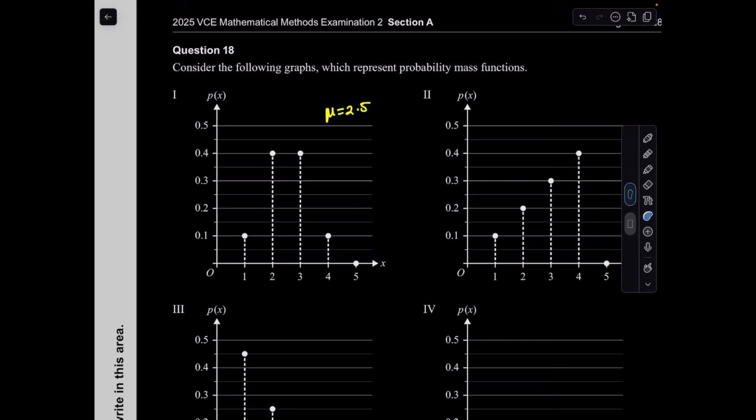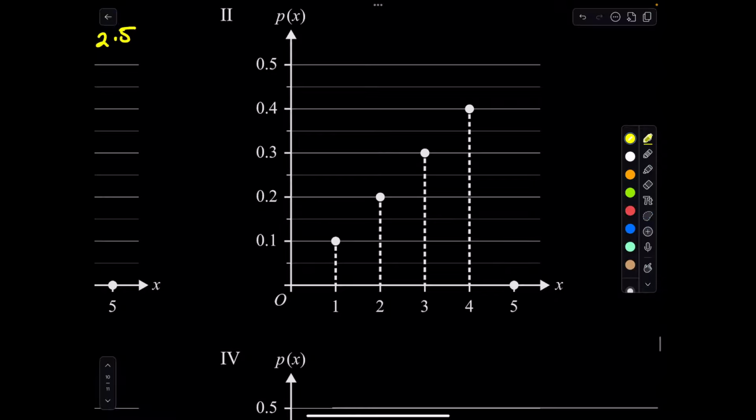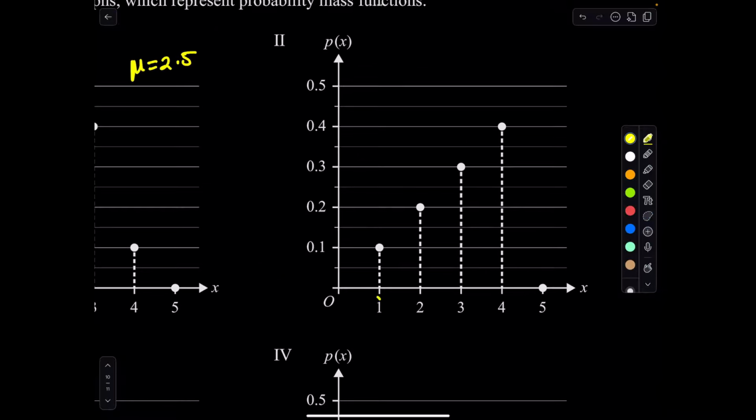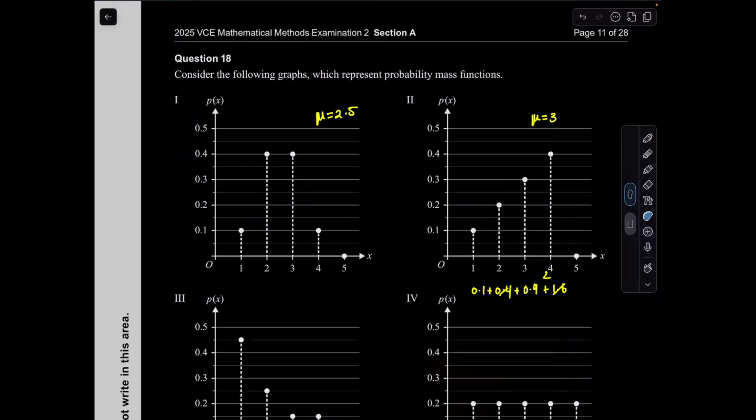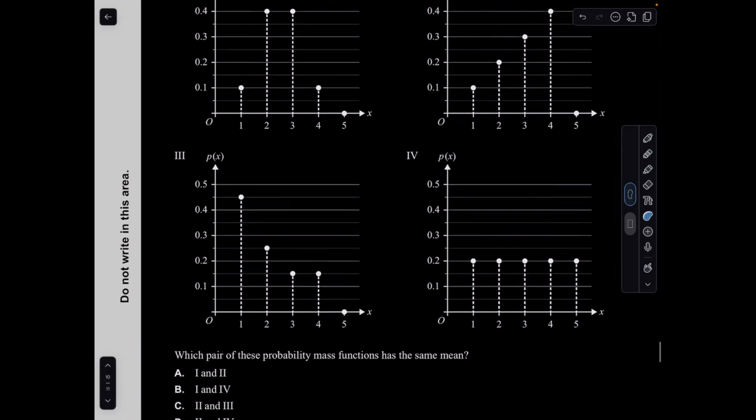Of course, you can use your CAS, but it's so much easier just with my hand because it's not too hard. This one here, 1 times 0.1 is just 0.1. 2 times 0.2 is 0.4. 3 times 0.3 is 0.9. 4 times 0.4 is 1.6. Adding those up, that'll be 2 and basically 3. The mean for this one is 3. Seems not too bad, very, very nice. Keep going.